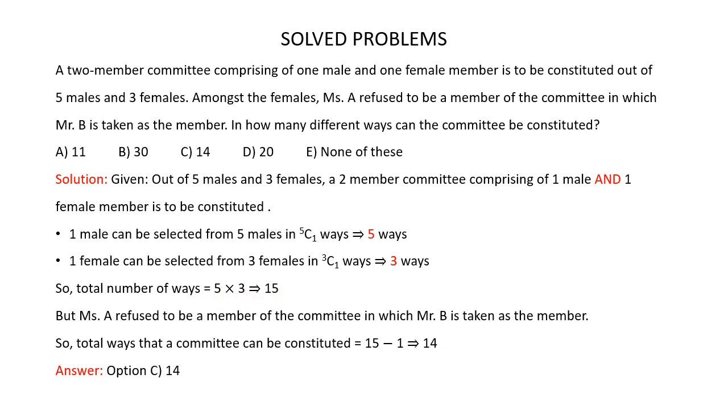But it's given that Mrs. A refuses to be a member of the committee in which Mr. B is taken as the member. So out of these 15 ways, one way is not possible where Mrs. A and Mr. B are together in the committee. So the total number of ways that a committee can be constituted is 15 minus 1, which is 14 ways. So there are 14 different ways that a committee can be constituted. The correct answer is option C, 14.